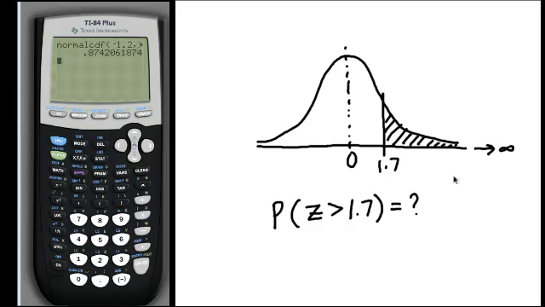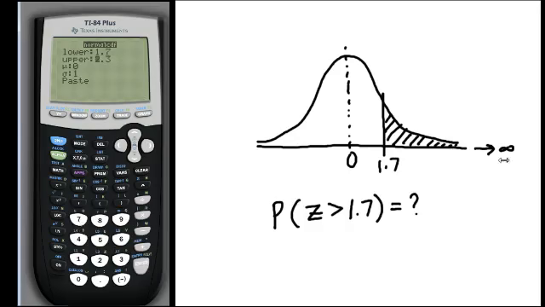So what do you enter into the calculator if you have a problem that looks like this? What is the probability that z is greater than 1.7? This is very similar to the previous problem. The lower value you're interested in is 1.7.